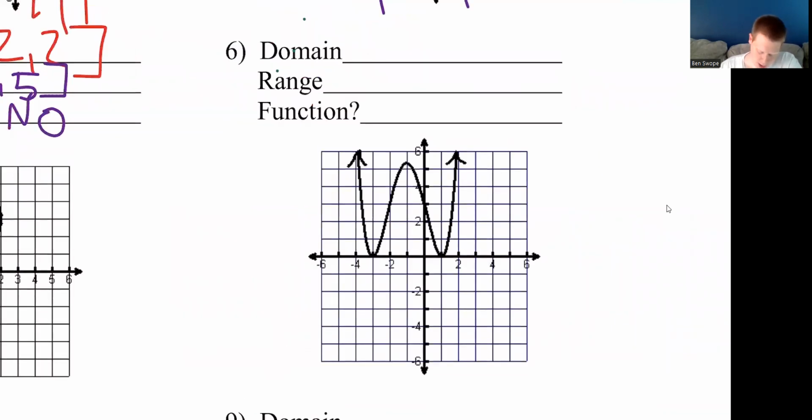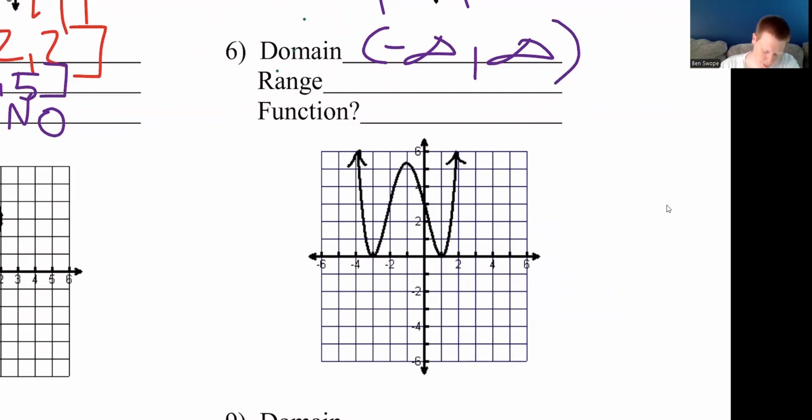Domain. Once again, another boring one. Same idea, it's very similar to other ones. This is going to keep going towards the right. This is going to keep going towards the left. So it doesn't have any holes. Like I said, most of these on this sheet aren't very exciting in the sense that you'll just have one interval. I'll try and do one at the end where you don't. But this would be negative infinity to infinity.